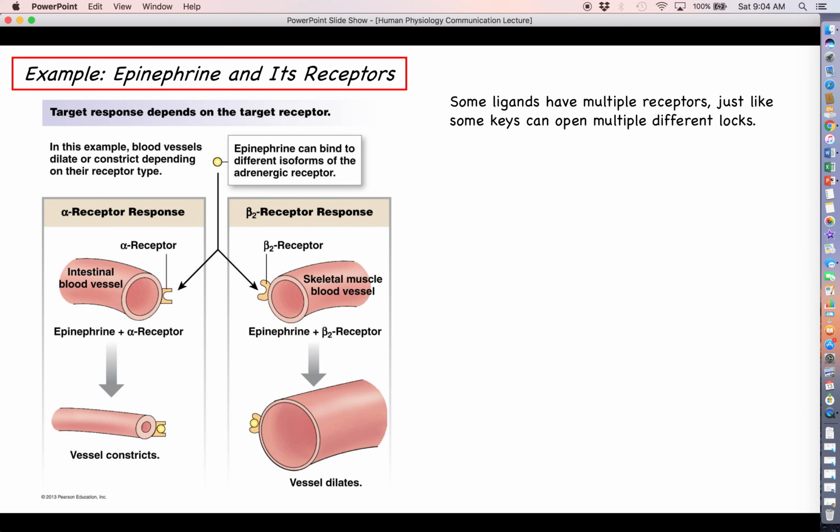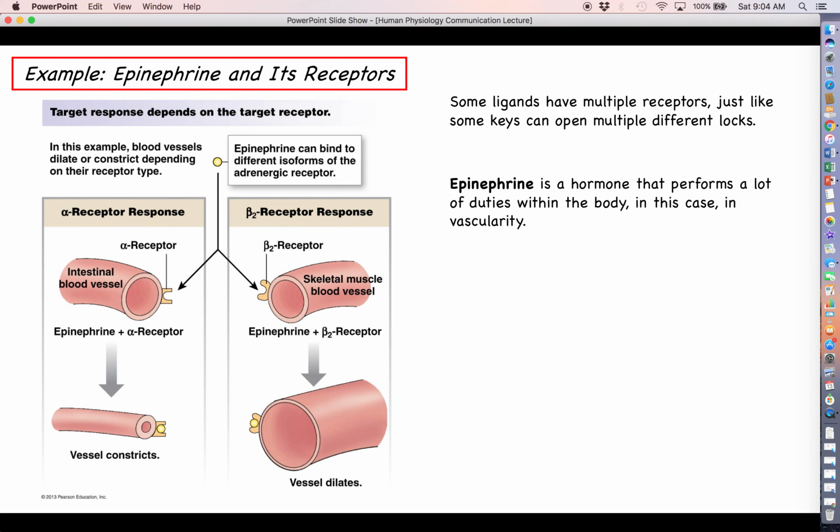So that one key is actually capable of opening multiple different locks. Now, that's not to say a lock can be opened by multiple different keys, but one key can actually open multiple different locks. And in this way, a signaling molecule, a ligand, can actually activate several different types of receptors.